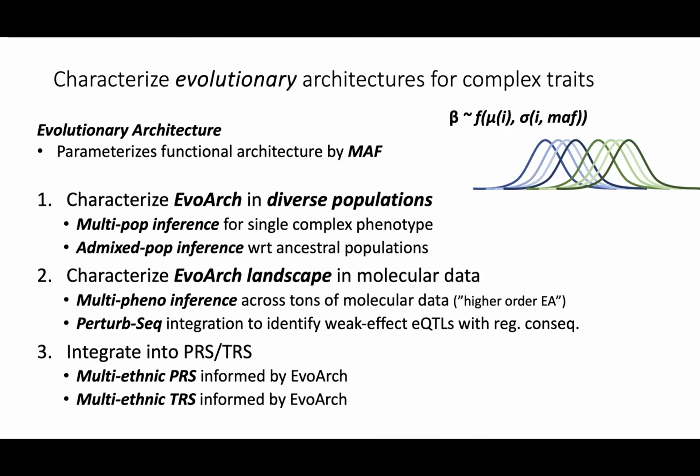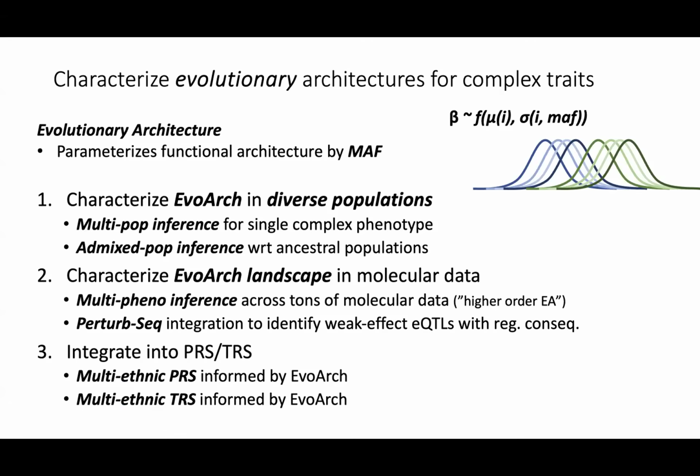Okay, and so one of the main focuses of my group is to infer these evolutionary architectures. Maybe I should have cleaned some of these words from nowadays, but characterize evolutionary architecture in diverse populations. So a lot of what we do is focused on genetic data across different continental populations to do a better job about identifying what variants underlie disease risk.